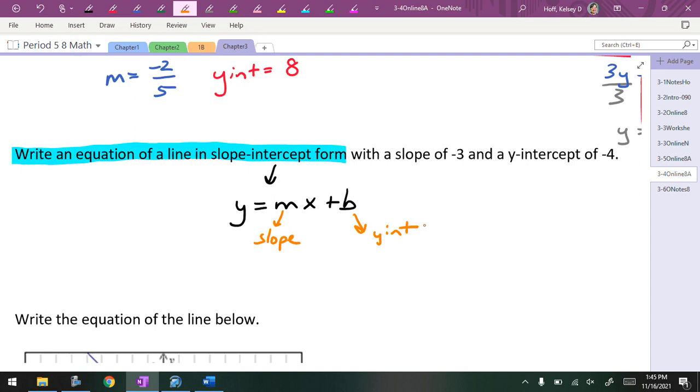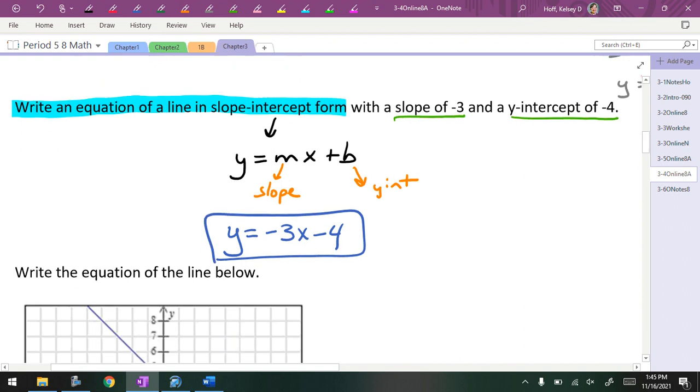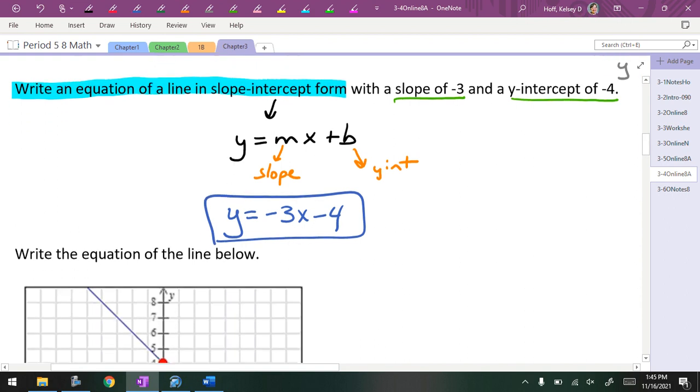How am I supposed to figure this out? It tells us, right? Don't overthink this. It tells us the slope. It tells us the y-intercept. So my equation would say y equals -3x minus 4. Y equals -3x minus 4.